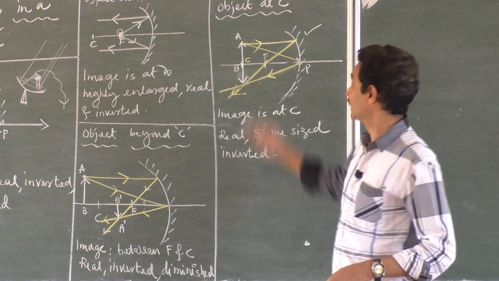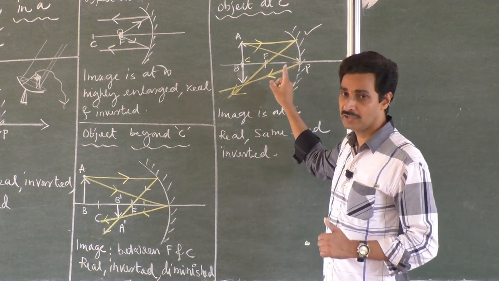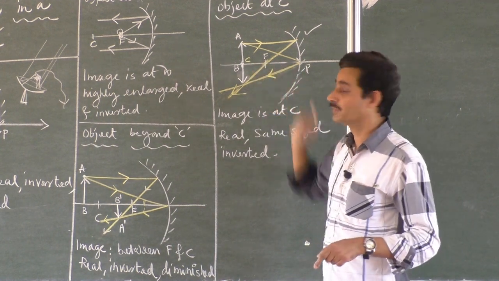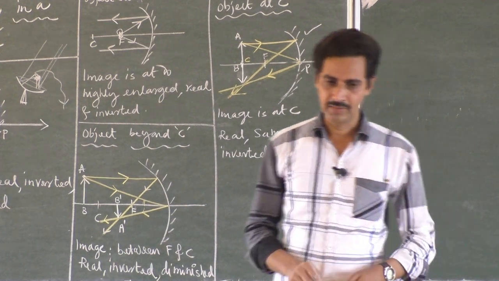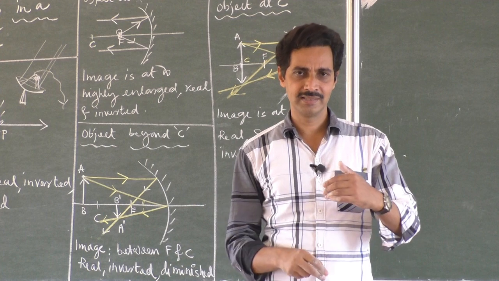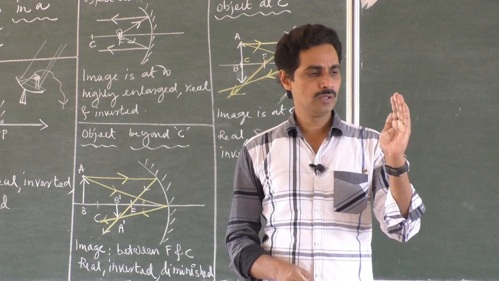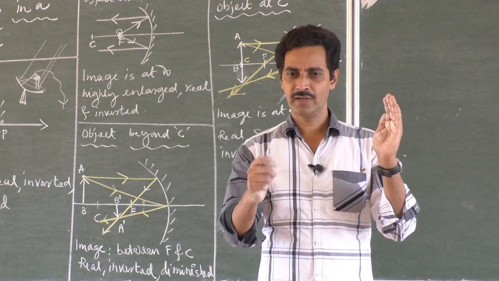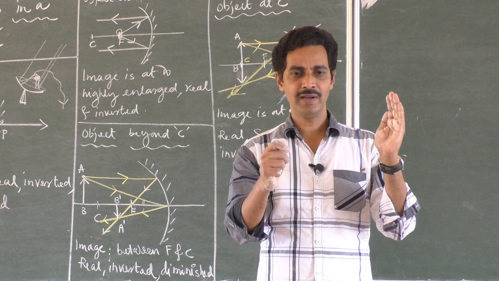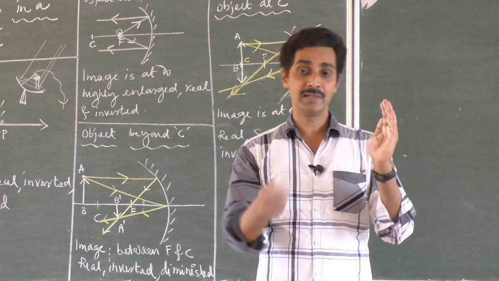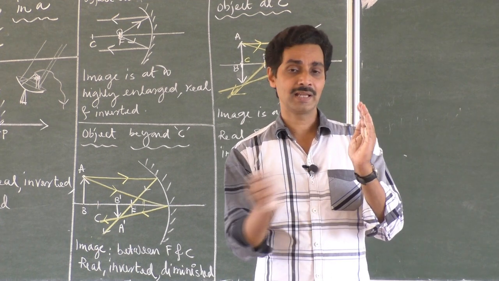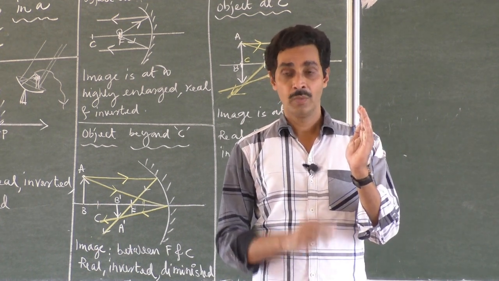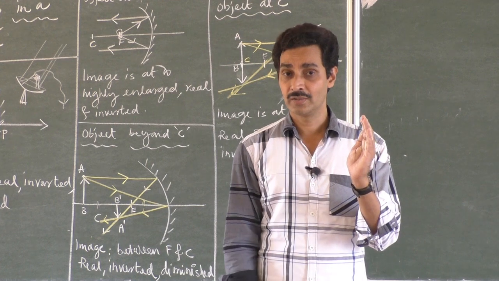If a real image of the same size is produced, then it is by the concave mirror, and especially when the object is kept at the center. So you have to remember this always. For example, the problem is asked like this, theoretically. A boy holds a concave mirror in front of a candle flame, and he finds that the image of the candle flame is formed at the same place, inverted, of the same size. And the distance between the flame and the mirror is 20 centimeters. What is the focal length of the concave mirror?